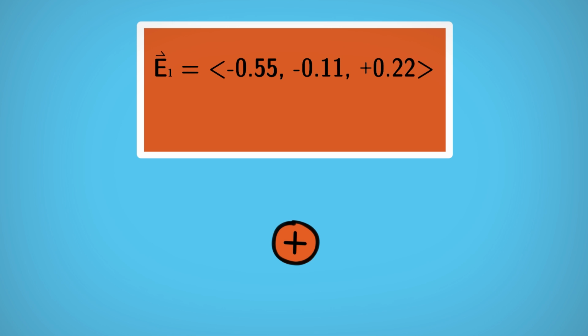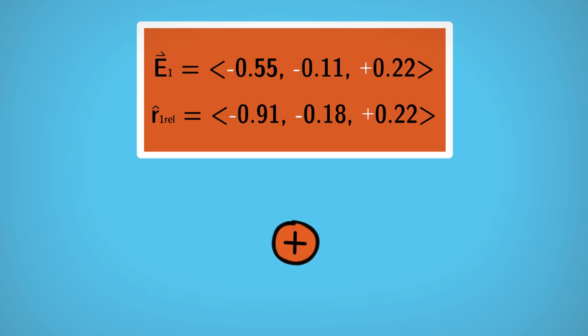Let's do a quick sanity check of this answer. Since Q1 is positive, then we expect the components of E1 to have the same sign as the unit vector R sub 1 rel hat, because the E field for a positive point charge points radially outward away from the source charge, that is, in the direction of R sub 1 rel hat in this case. That's what we have, so that gives us some confidence that our answer is correct.